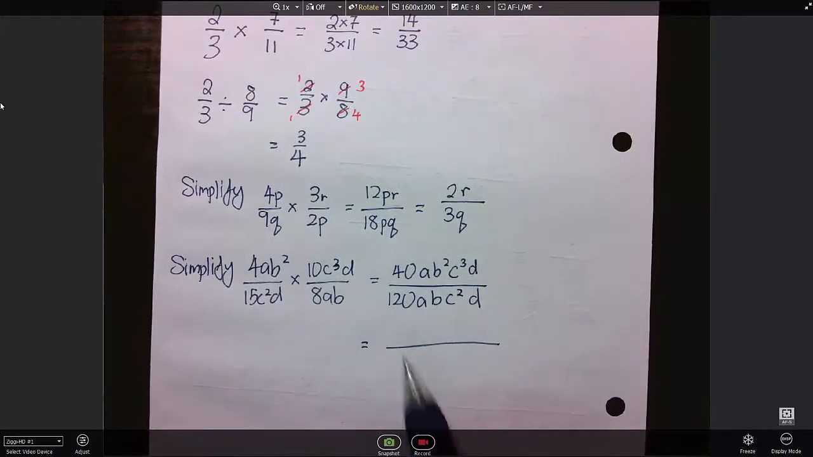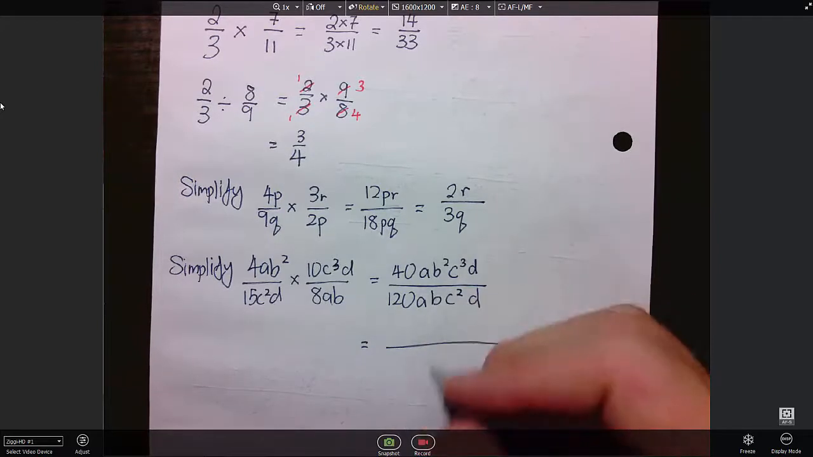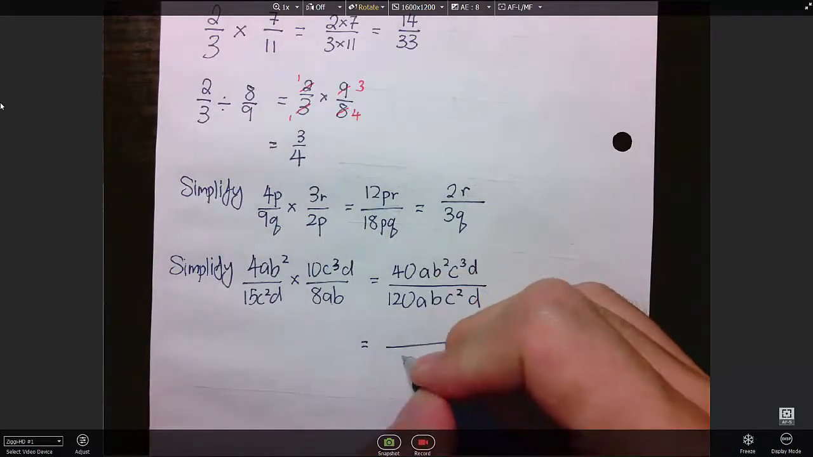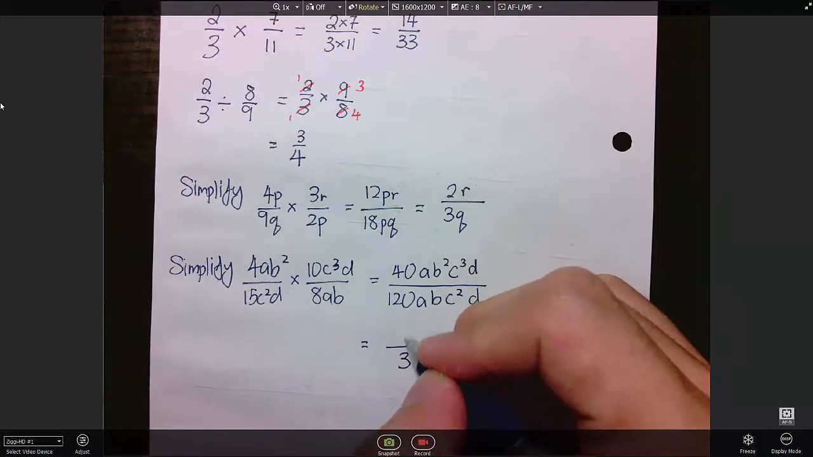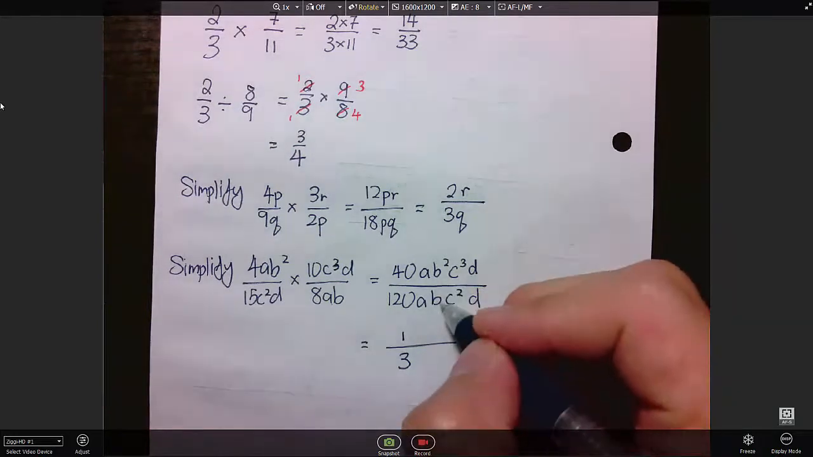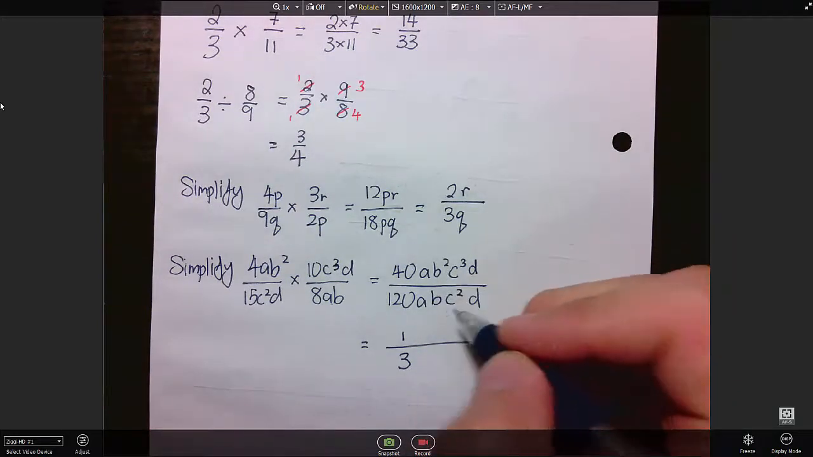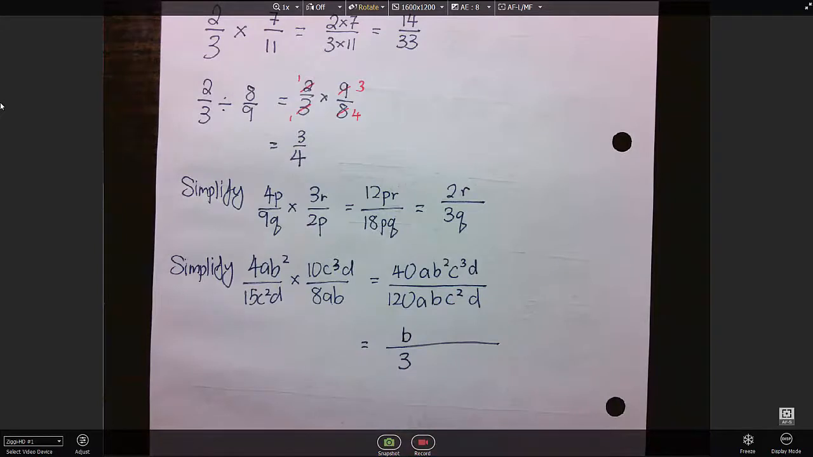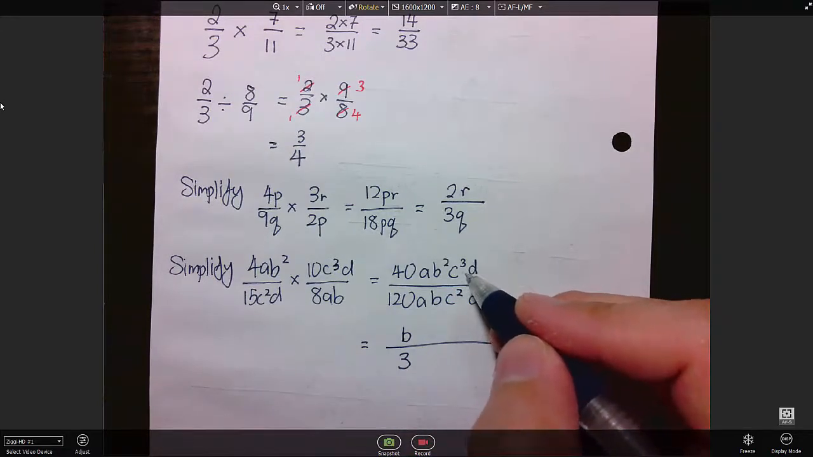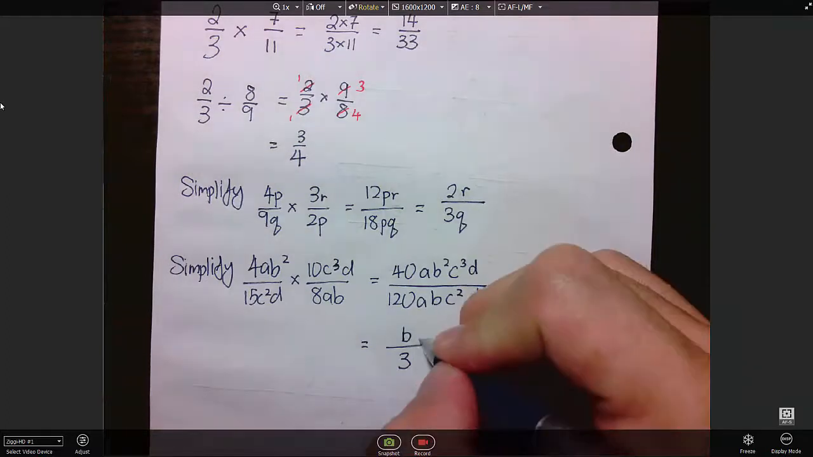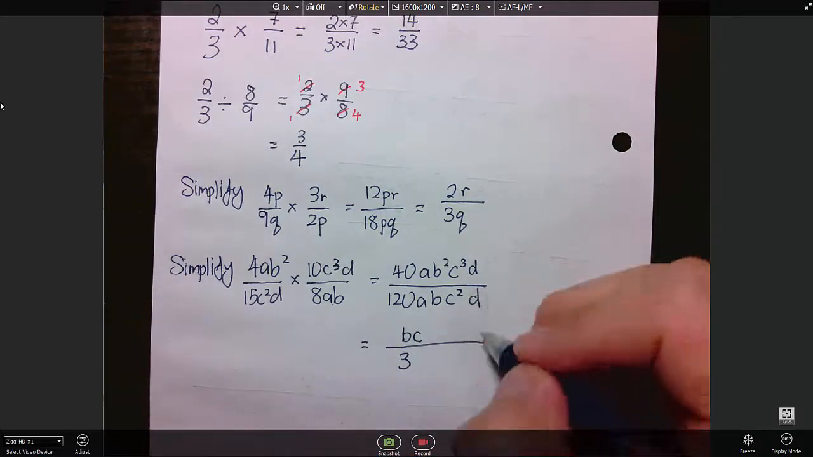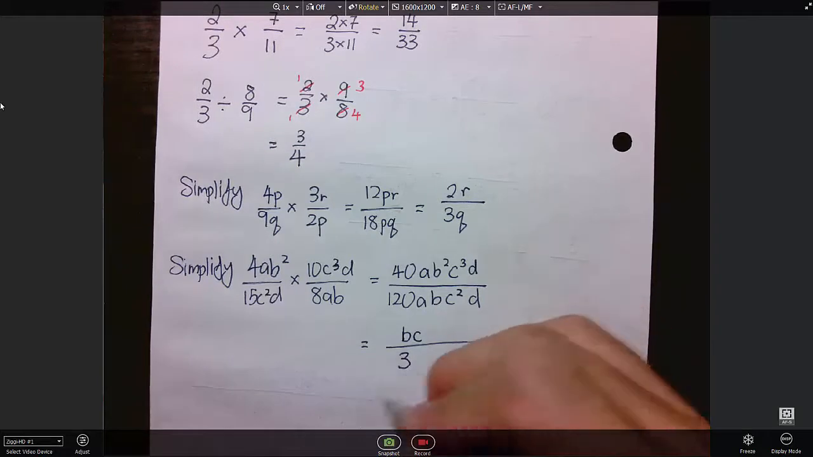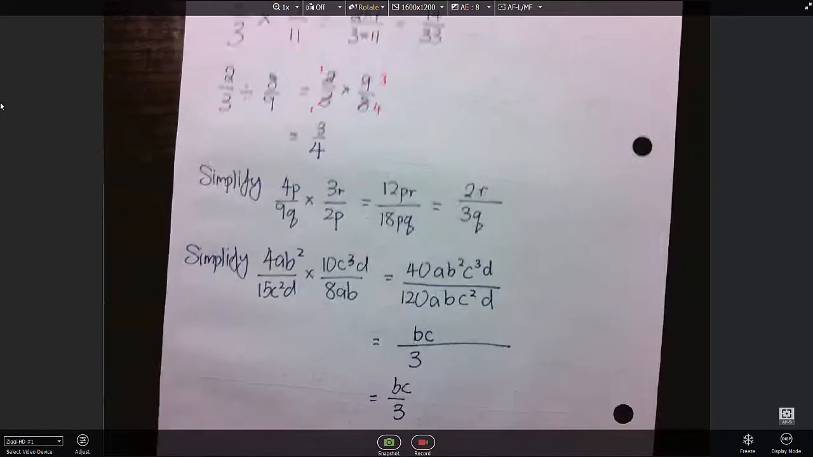40 and 120, if you eliminate, what you get is 4 over 12, which is 1/3. So I'm left with 1 on top here. The a and a will eliminate each other. b square and b: 2 b's in the numerator, 1 b below, so I'm just left with a single b in my numerator. Similarly, c cube in the numerator, c square in my denominator, I'm left with a single c in my numerator. The d and d will eliminate, so I'm just left with bc over 3. That's it for this part.